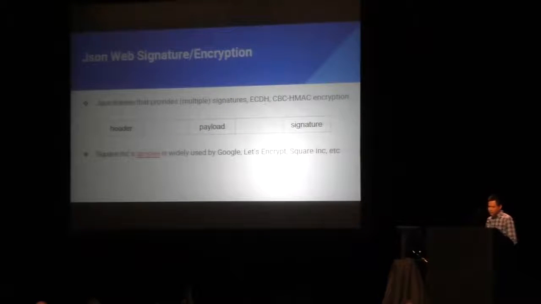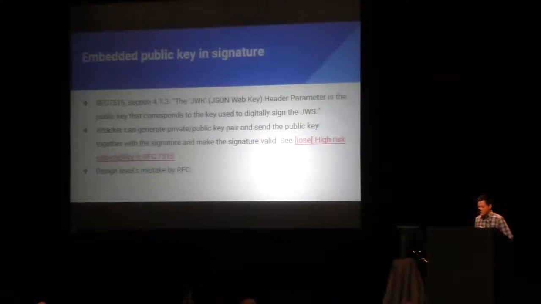So JSON Web Token is basically just a JSON token, but it provides signatures or maybe multiple signatures. It has ECDH, CBC-HMAC encryptions. It has different formats. The format I will focus on today is very simple. It has a header, a payload, and signatures. And then, in particular, I will talk about the Square go-jose implementation, which is widely used by Google, Let's Encrypt, and Square Inc.